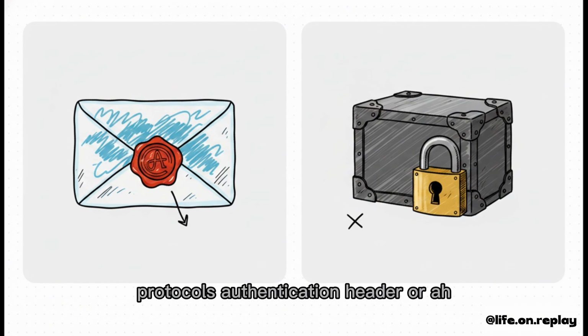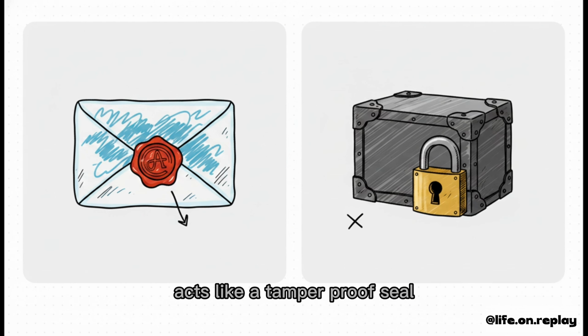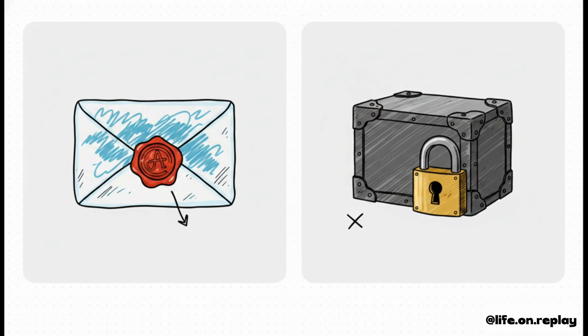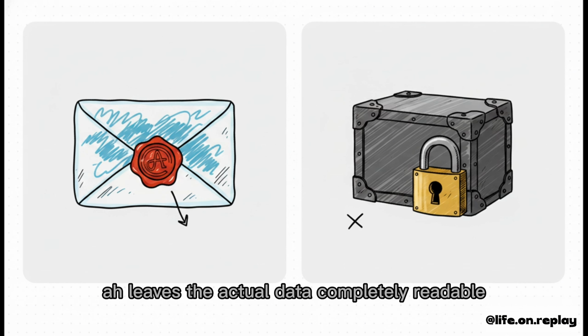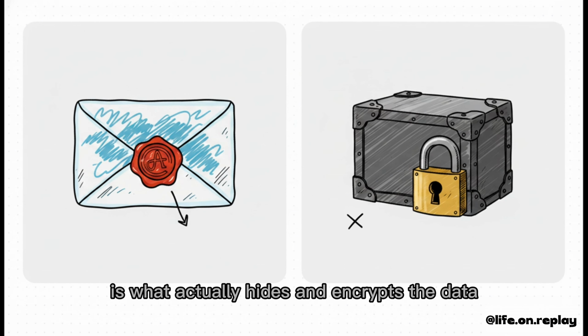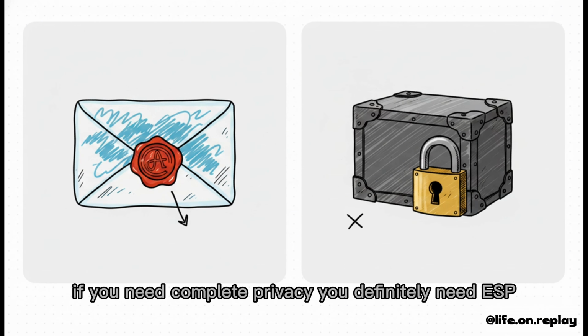Authentication Header, or AH, acts like a tamper-proof seal. It proves the sender's identity and data integrity, but, and here's the trap, AH leaves the actual data completely readable. Encapsulating Security Payload, or ESP, is what actually hides and encrypts the data. If you need complete privacy, you definitely need ESP.